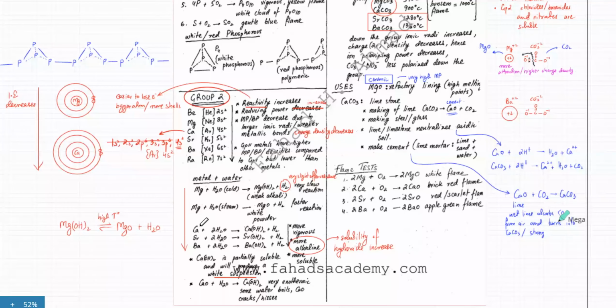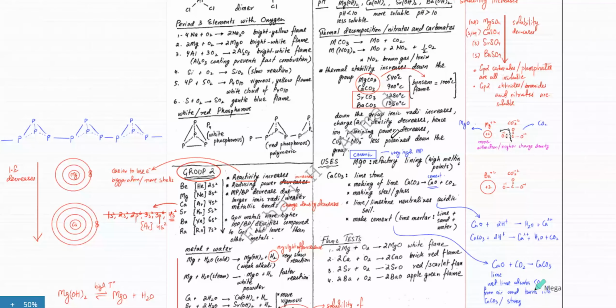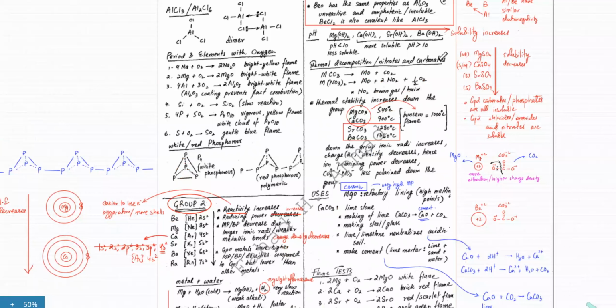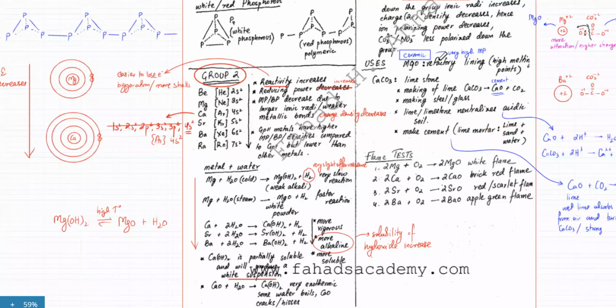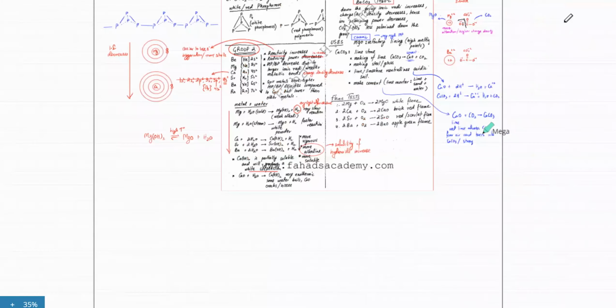So these are just a few things, not much. Thermal decomposition, who's soluble, who's not soluble, bases, which ones are alkaline, which ones are more soluble, which ones are less soluble, and the reaction with water. That's about it. So we can start with a bit of group 17 as well.